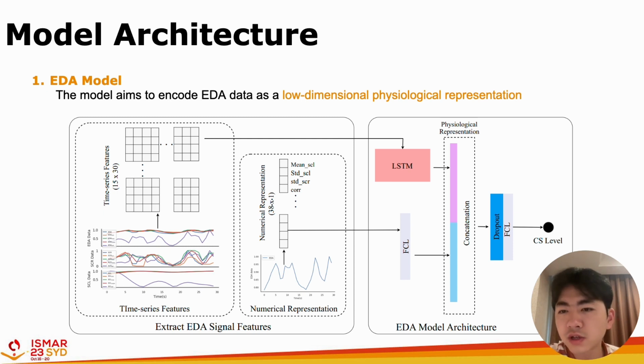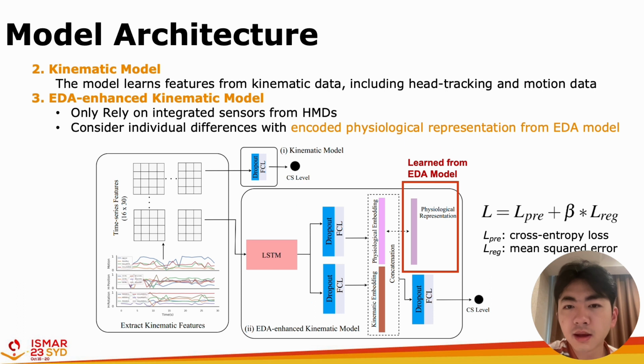The time series features are processed using long short-term memory networks, while the numerical features are handled by feed-forward neural networks. These two types of features are combined to create a representation of the physiological signal, which is further used for prediction. It's worth noting that this physiological representation will be used as a part of subsequent models. The kinematic model utilizes kinematic data, including head tracking and motion data.